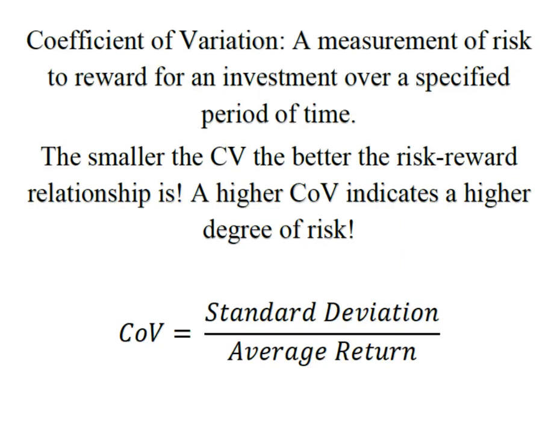And last but not least is the coefficient of variation. This is really a measurement of risk to reward for an investment over some given point in time. The smaller the coefficient of variation, the better our risk-reward relationship is. The higher our coefficient of variation, the higher the degree of risk is. So we can look at the coefficient of variation of two investments and determine which one has the better risk-reward relationship. Remember, the smaller the CV, the less risky the investment. The higher the CV, the higher the degree of risk. We simply take the standard deviation of the returns and divide it by the average return, and our result is the coefficient of variation.